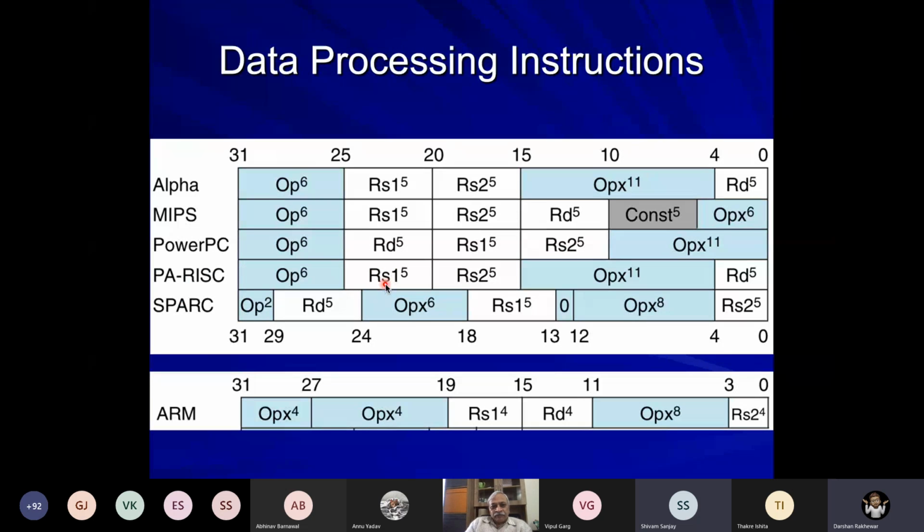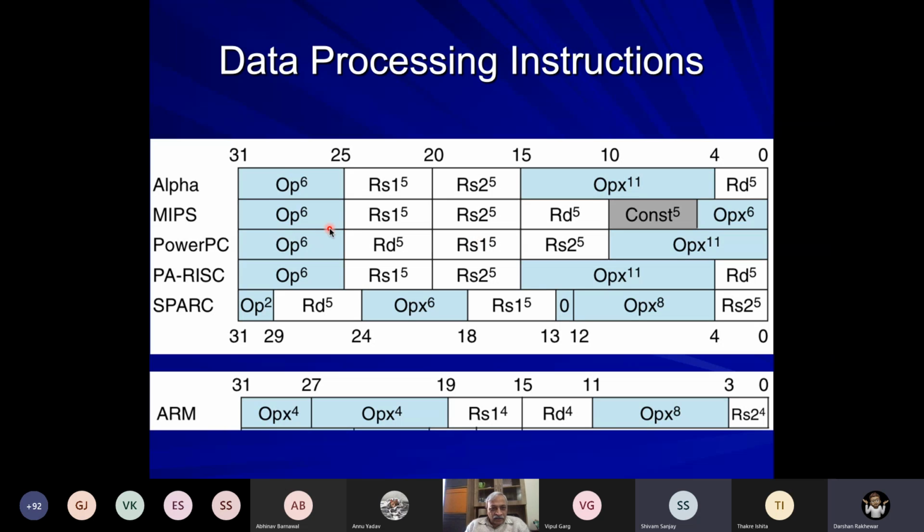So here is a comparison of the format of DP instructions for various RISC processors. The first row is for Alpha, next is MIPS, PowerPC, PA-RISC, Spark, and ARM, which you are more familiar with. What you would notice is that the blue fields represent the opcode. They specify the operation, and the white ones specify operands, which are registers in these cases. So we are looking at an instruction of the type add R1, R2, R3. How would they get specified in different processors?